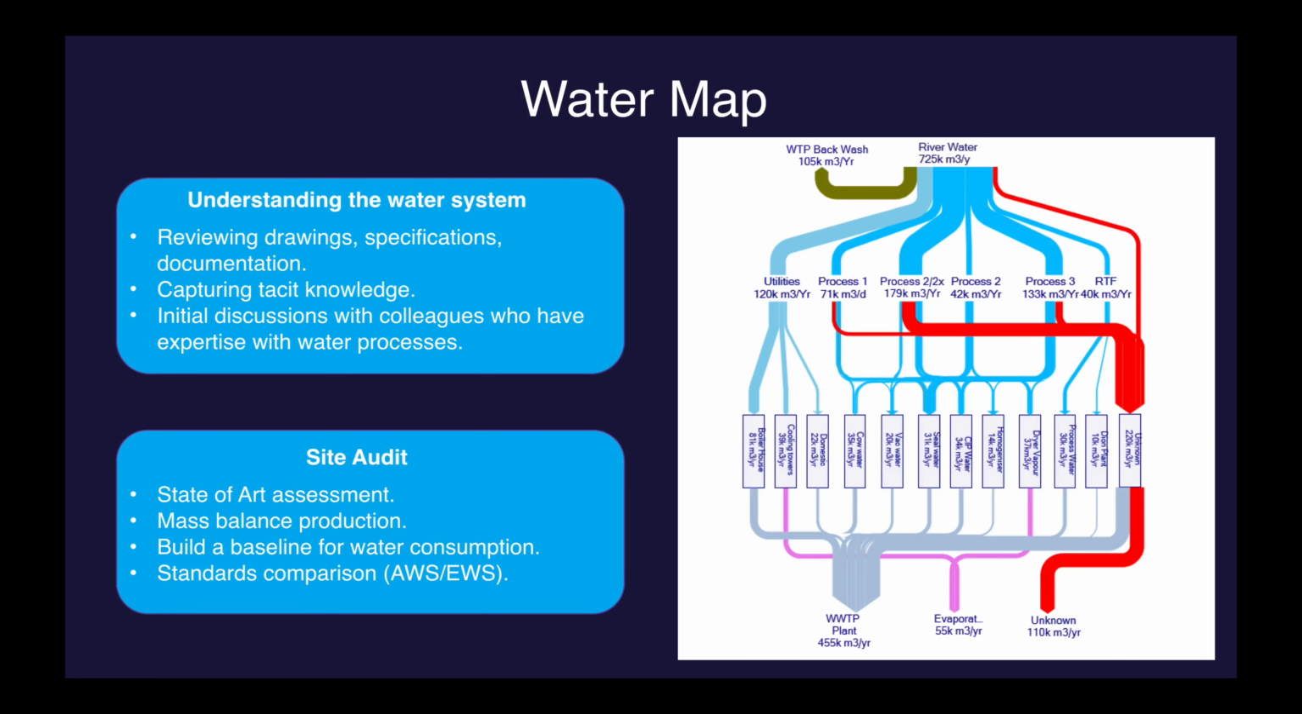So going to the water map, the first thing to be done is understanding the water system. To do that, we need to review drawings, specifications, and documents. We have to capture tacit knowledge and have some initial discussions with colleagues who have this type of expertise in the water process in the factory.